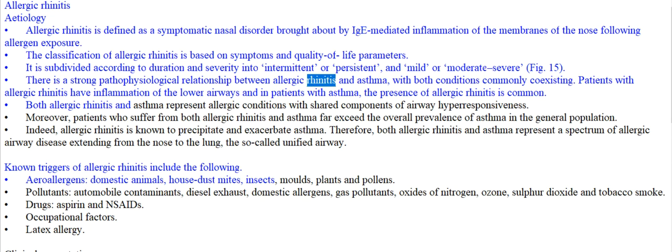Between allergic rhinitis and asthma, with both conditions commonly coexisting. Patients with allergic rhinitis have inflammation of the lower airways, and in patients with asthma, the presence of allergic rhinitis is common. Both allergic rhinitis and asthma represent allergic conditions with shared components of airway hyperresponsiveness. Moreover, patients who suffer from both allergic rhinitis and asthma far exceed the overall prevalence of asthma in the general population.